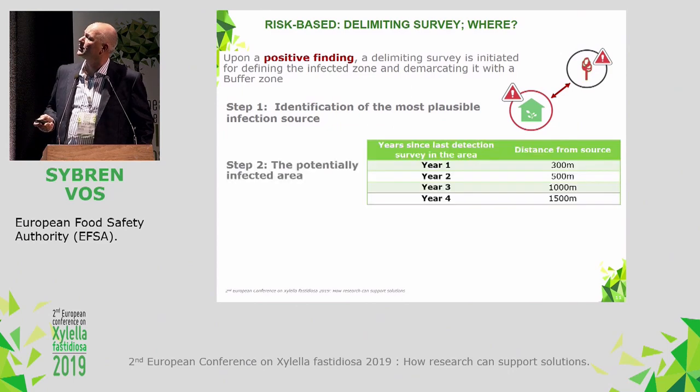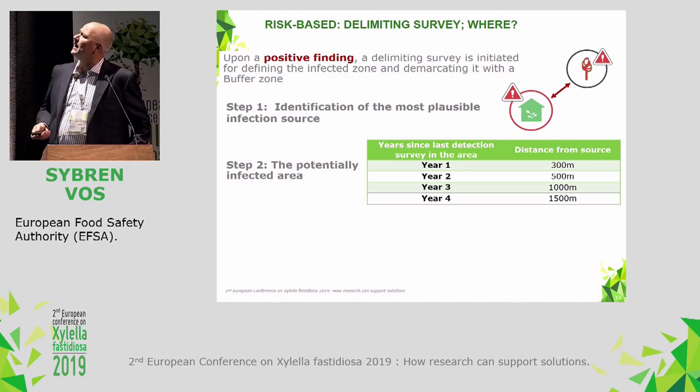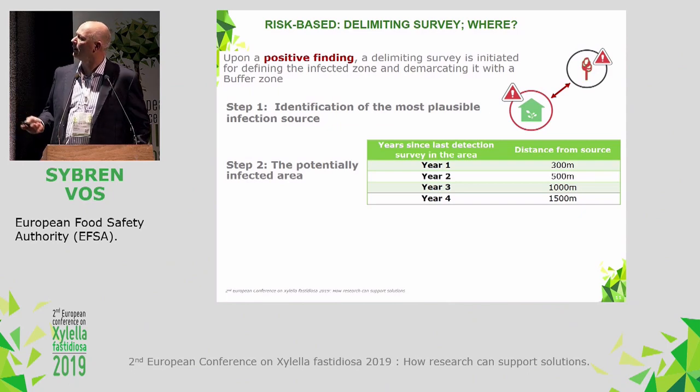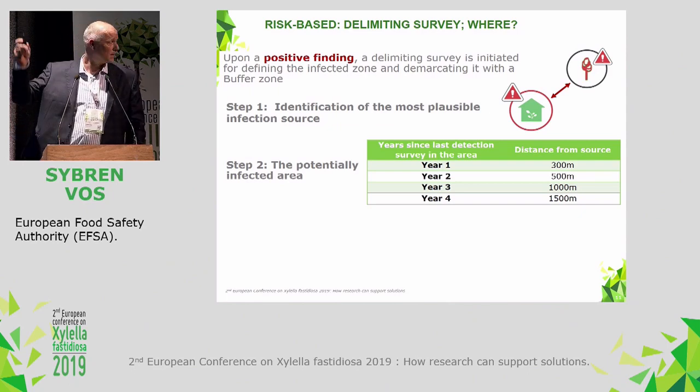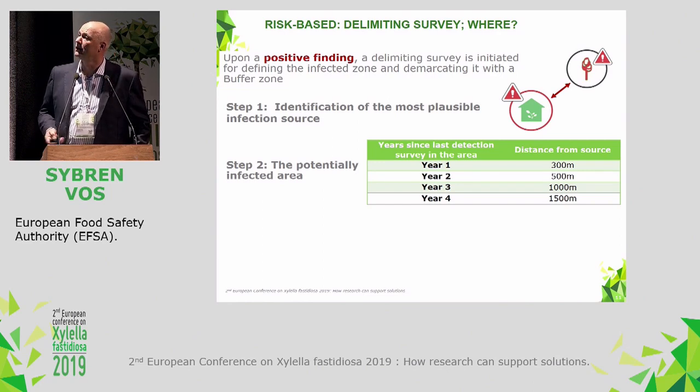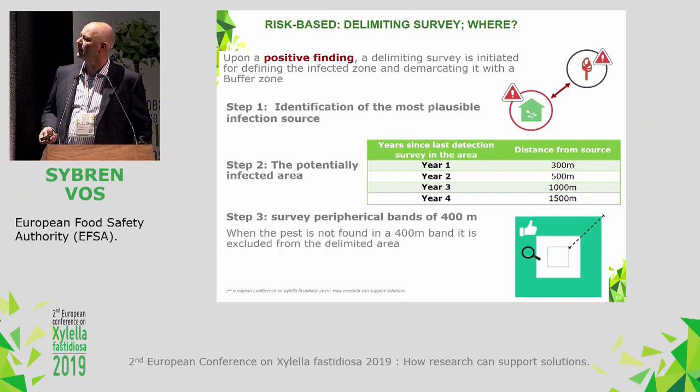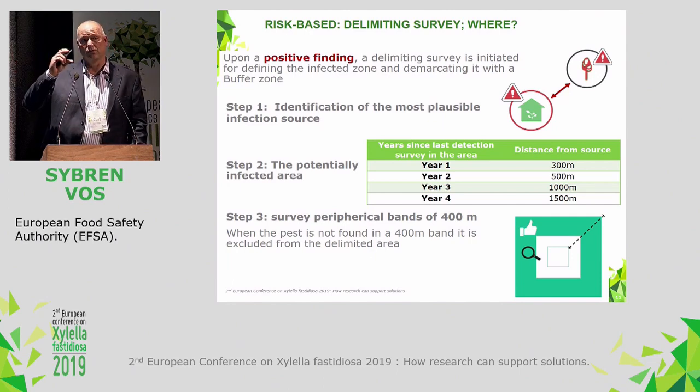Around this source of the infection, we are now going to trace the different rings for the demarcation and for the delimitation. These rings also depend on the number of years since we have performed the last detection survey in the area. And we then use the spread capacity of the disease that has been modeled in the PRA. The third step will be to survey in peripheral bands around this source of the infection, starting with a peripheral band of 400 meters, the maximum range of the spread of the disease.